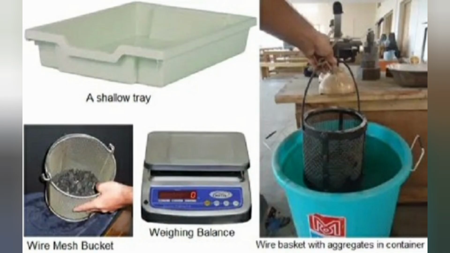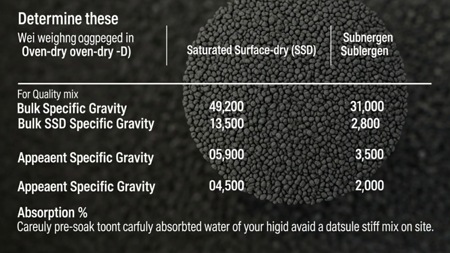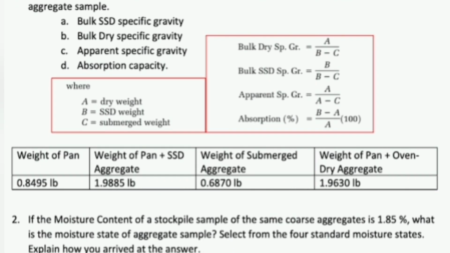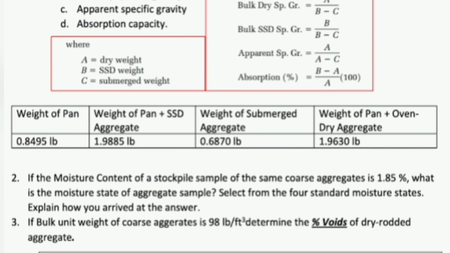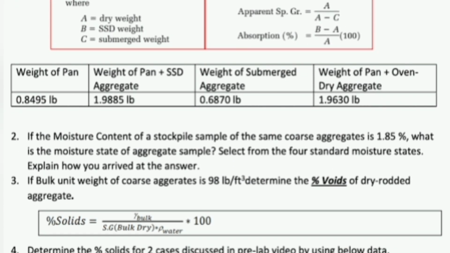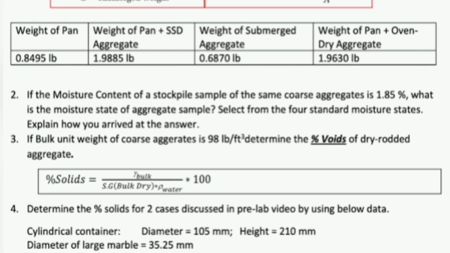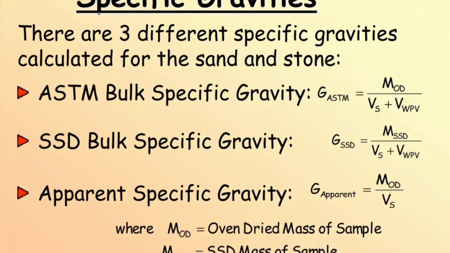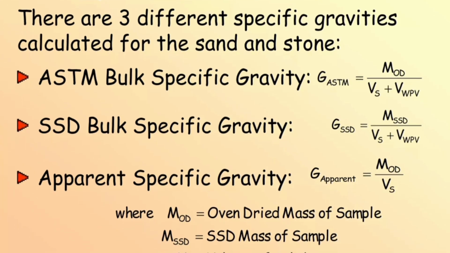and submerged in water. Using these weights, we can calculate bulk specific gravity, bulk SSD specific gravity, apparent specific gravity, and the absorption percentage. For a quality mix, you want a high specific gravity and a low water absorption value. A high absorption value means you must pre-soak the aggregate or carefully account for the absorbed water in your batching calculations to avoid a disastrously stiff mix on site. These values are not just numbers. They are direct inputs into your concrete mix design software and calculations.